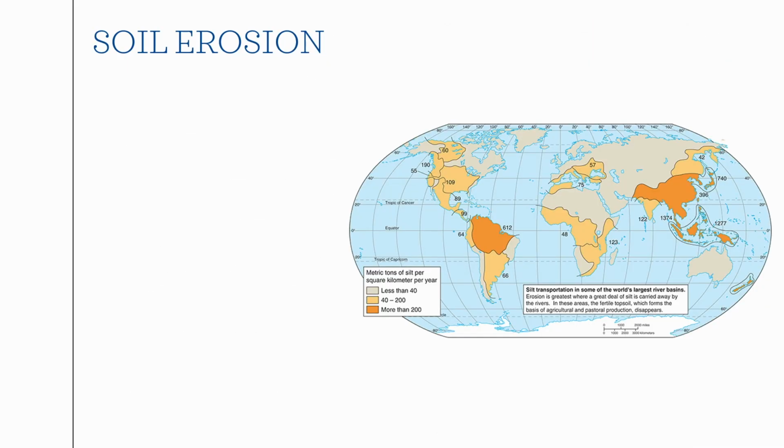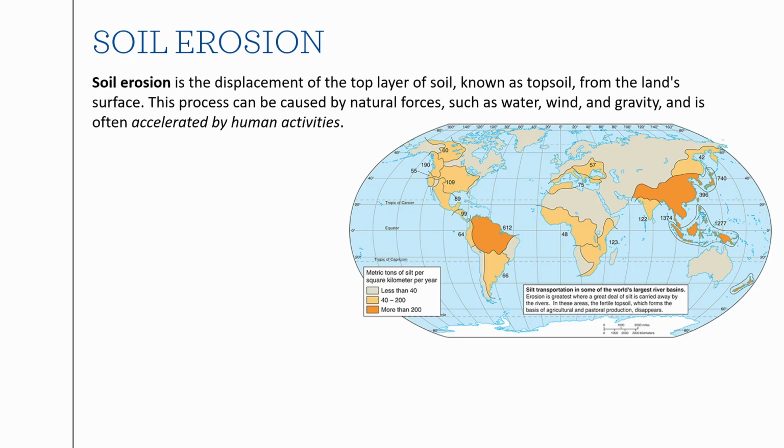Let's now talk about the complexities of soil erosion. This is a global problem that is occurring. And so basically when we talk about soil erosion, we're talking about the displacement of that top layer of soil, that A horizon. And so this can happen for a number of reasons. Wind can blow it away, water can wash it away, gravity can pull it down a steep slope, and this can all be accelerated by human activities, as we'll touch on in just a moment.